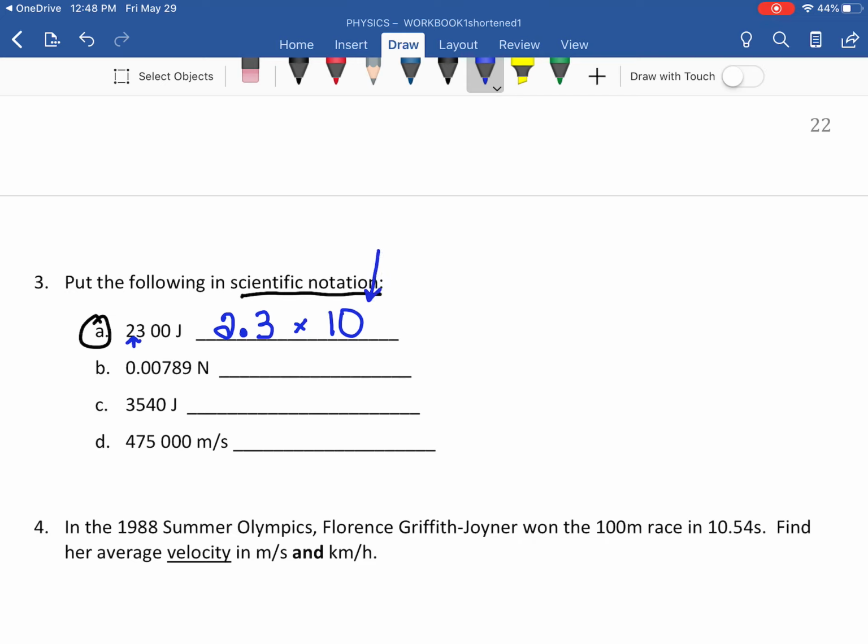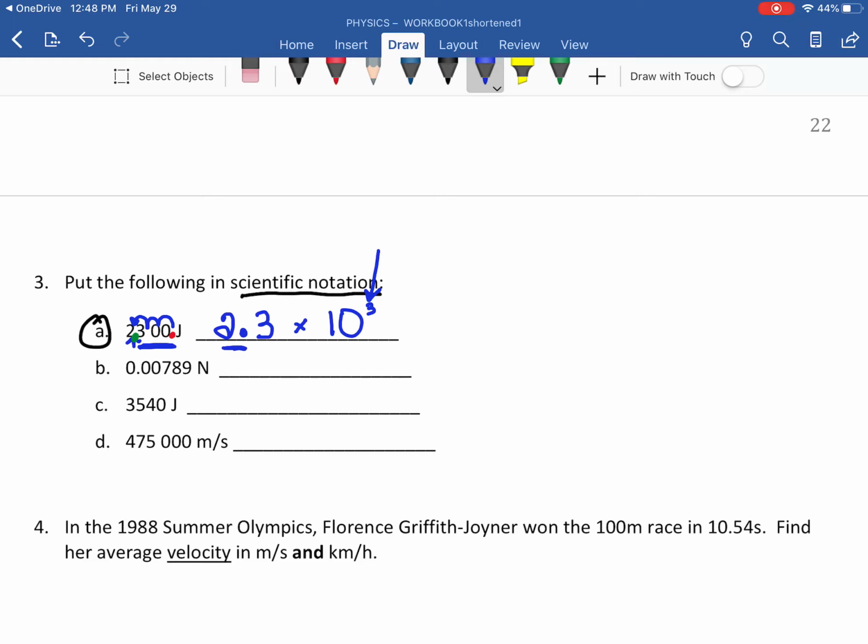And whatever that power is, it's however many times I moved the decimal from where it was in my original number to where I had to put it, okay? Imaginary decimals, if there's nothing there, it's always after the very last digit. So that's where it was, and where I had to put it was here. So I had to move it 1, 2, 3 spots. That's where my power becomes 3.